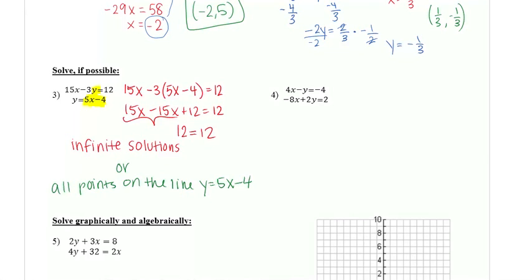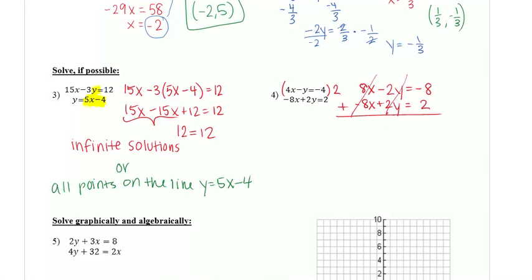And number 4, they're both in standard form, so I'm going to choose to eliminate. I'm going to multiply my first equation by 2 because then I can eliminate my y's. So I'm going to have 8x minus 2y equals negative 8, and then my other equation would still be negative 8x plus 2y equals 2. Now when I add my two equations together, 8x and negative 8x is 0, and negative 2y plus 2y is 0.